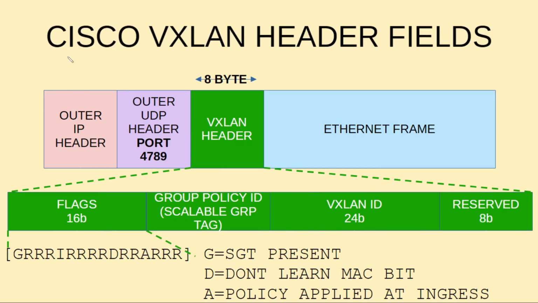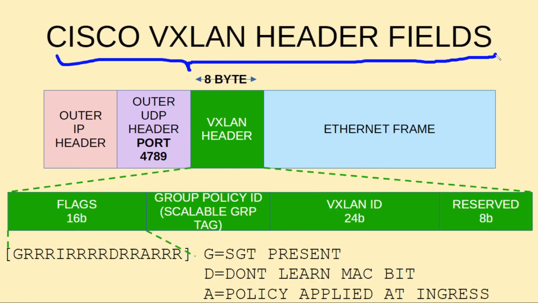Now this is the Cisco version of the VXLAN header. It is modified a little bit, and the outer IP header works the same way. The UDP header works the same way. We are still going to be encapsulating regular Ethernet frames, but the VXLAN header changes. We are going to increase this flags field. Originally it was 8-bit. We are going to make it grow into a 16-bit field.